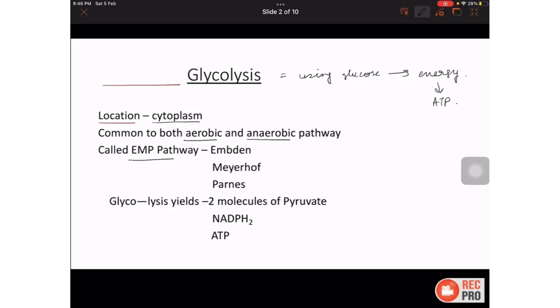It is called the EMP pathway, named after the scientists Emden, Meyerhof and Parnas. Hence, it is also called the EMP pathway. Now, glycolysis means there is lysis of glucose to give us two molecules of pyruvate, NADH2 and ATP. Also remember, one molecule of NADH2 is equivalent to three molecules of ATP, right?